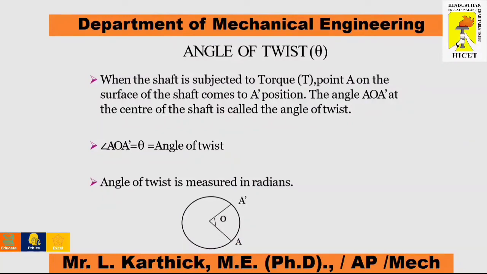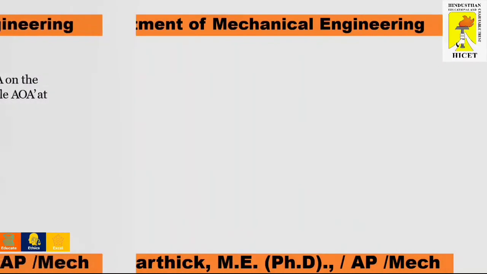So let me see this picture. This is a circular shaft. Let me take the center point as O, and we might notice any one point at A. When we apply a force over the shaft, it rotates clockwise. Then it changes the position from A to A dash. This deviation is called the angle of twist.